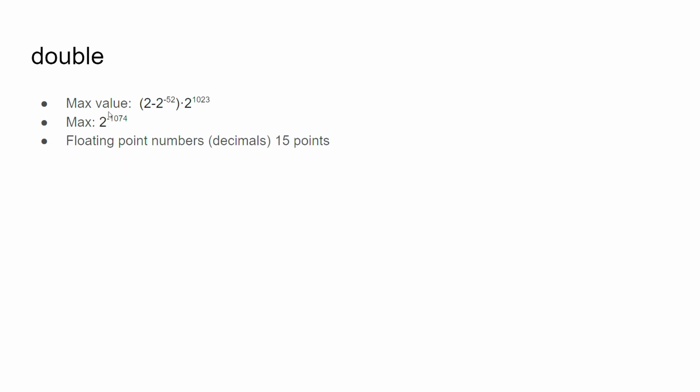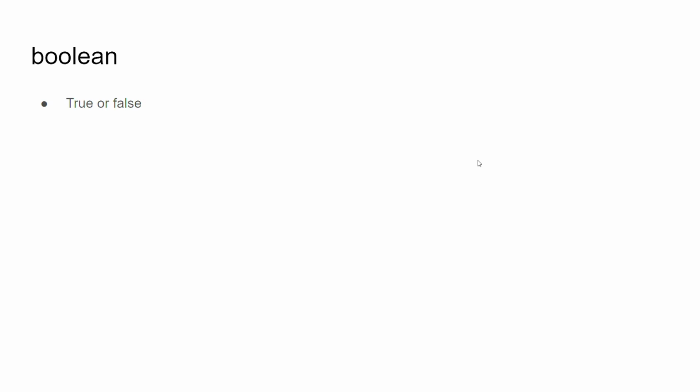Double. The max value of a double is this weird equation that I cannot explain why it is that. The min, let's just say min, my bad. The minimum value is this decimal, or not decimal, exponent. And these are floating point numbers with decimals, and they can store up to 15 decimal points. Booleans are true or false. That's all they are. Simple, on or off. Char represents one character and they're put around single quotes.